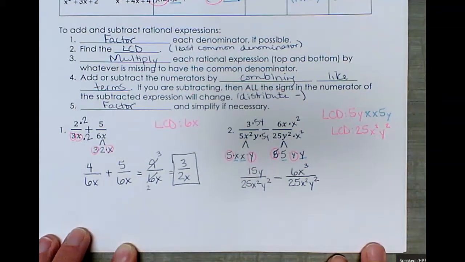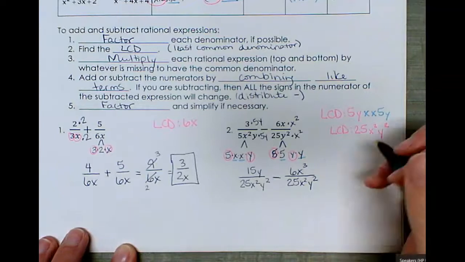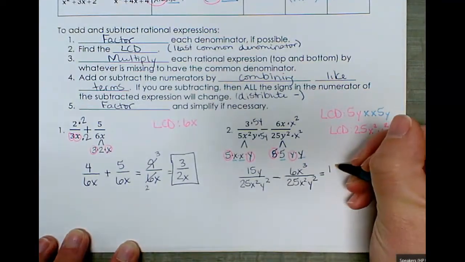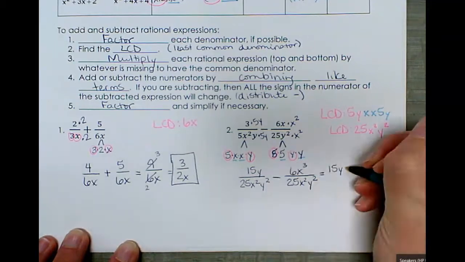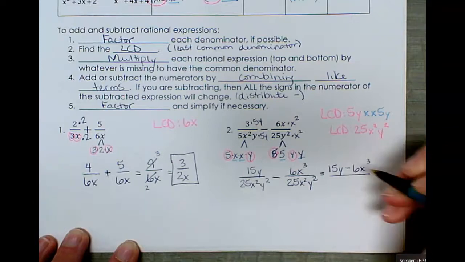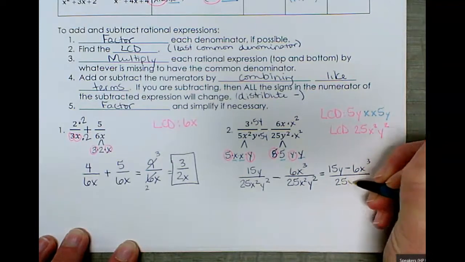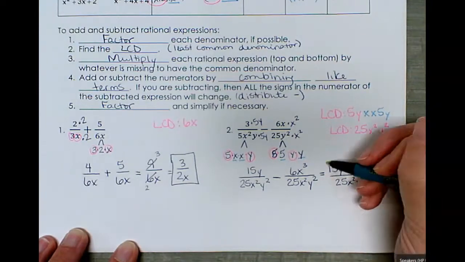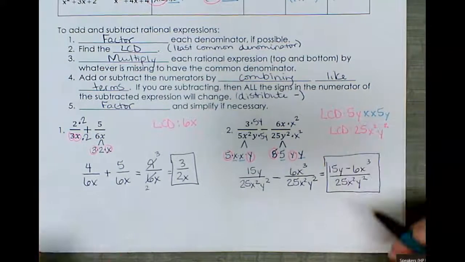And then finally, I want to combine my numerators. My denominators are the same now. So 15y minus 6x cubed over 25x squared y squared. And I don't see any common factors that I can cancel out, so this is my final answer.